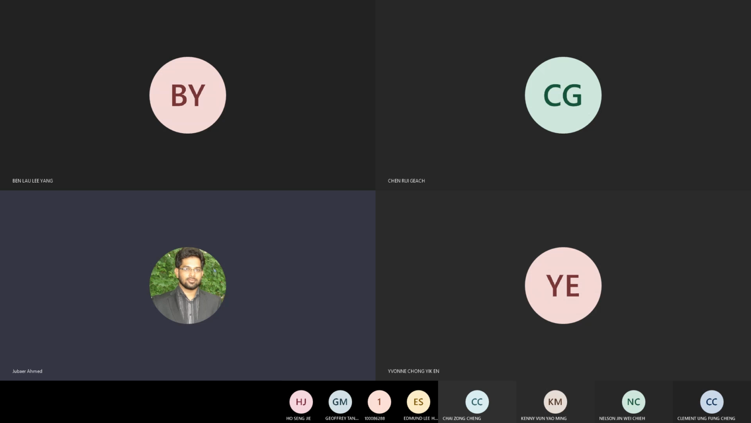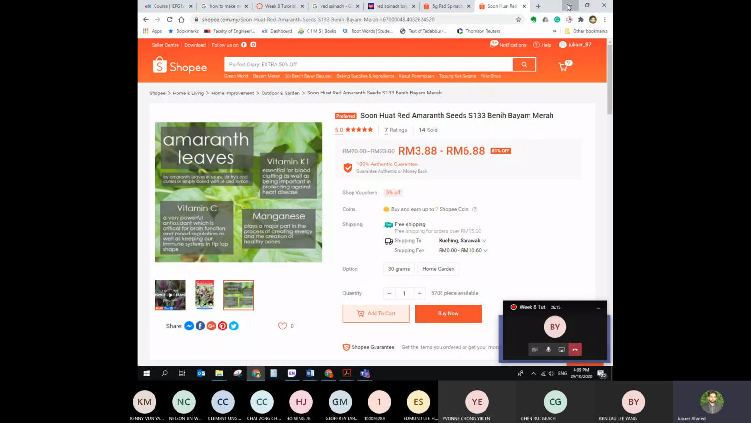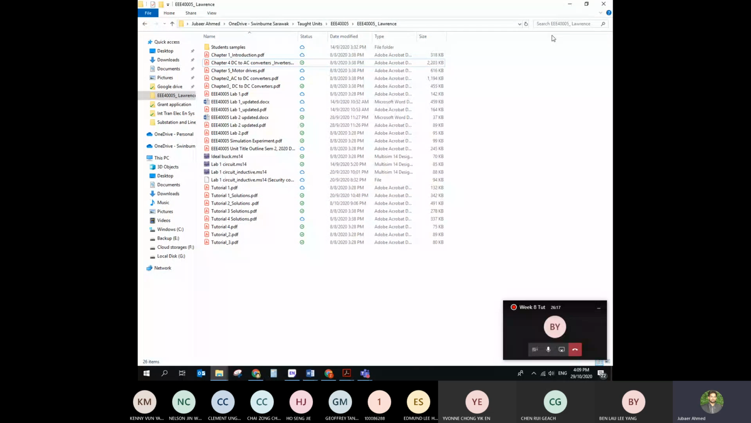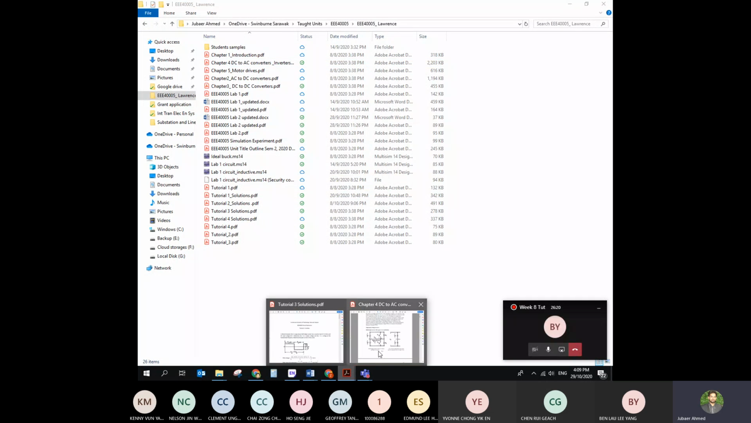So let me share my screen with you. This is my screen 1. Okay, so my screen is being shared. What is that? This is my vegetable that I am purchasing. Okay, so not that. I want to bring that.